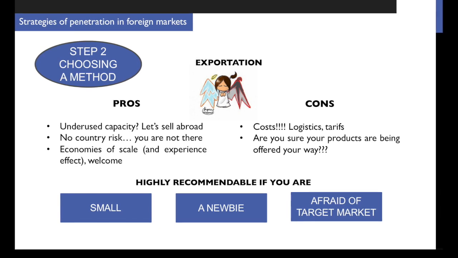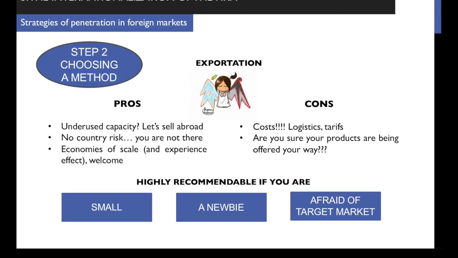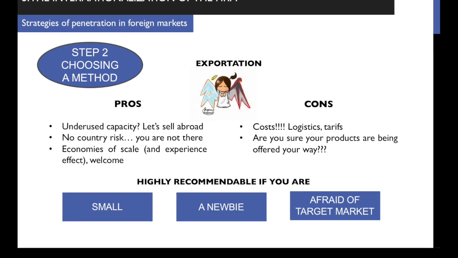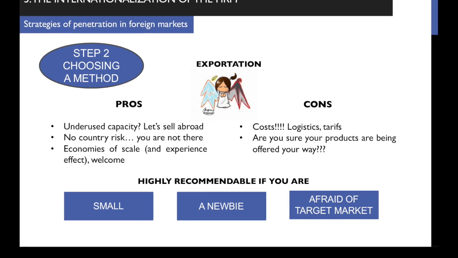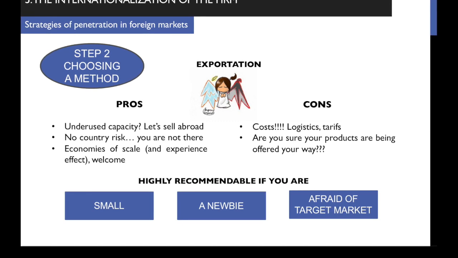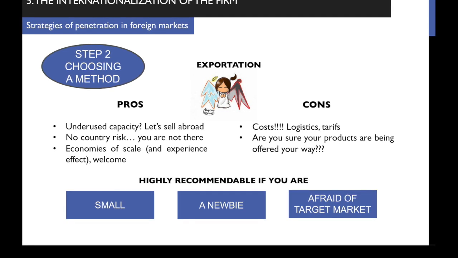This is one possibility. Also, if you export, there's no country risk, or you are not facing the country risk directly. What's the meaning of this? Well, you are not there physically, you haven't got facilities there, so if there's any problem in the target country, you just cease to sell your products there. So the country risk is clearly lower or nonexistent, okay? Also, related to the underused capacity, you can gain economies of scale and the experience effect. Well, you are increasing your production in the same plants and so on.